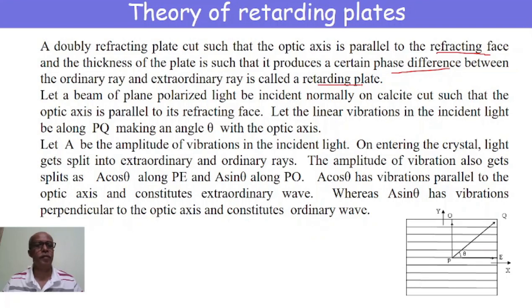I will repeat once again. A retarding plate is a doubly refracting plate. It is cut in such a way that the optic axis is parallel to the refracting face, and the thickness of the crystal is such that it produces the required amount of phase difference between ordinary and extraordinary rays.